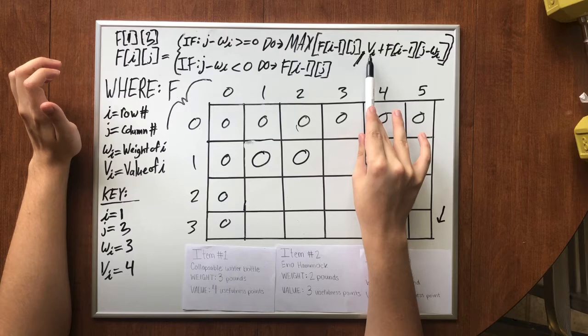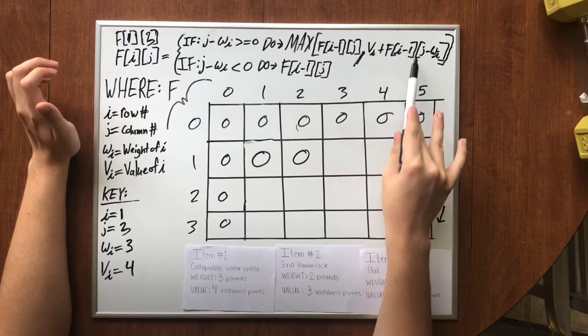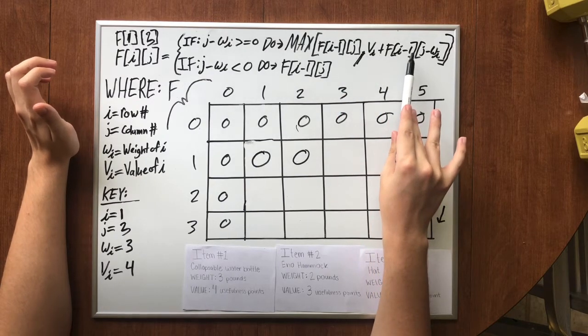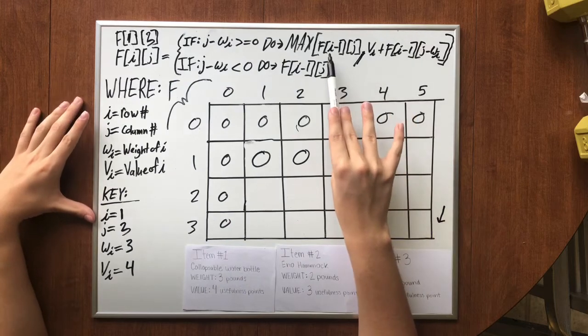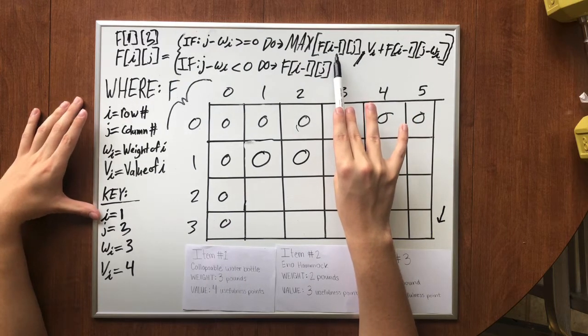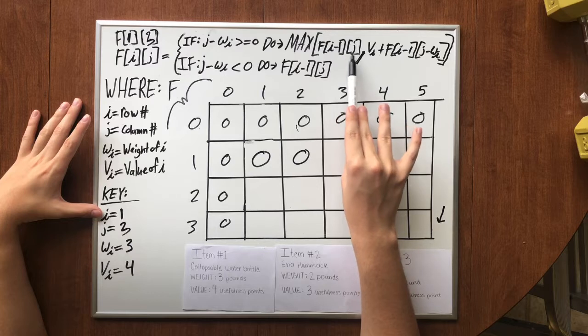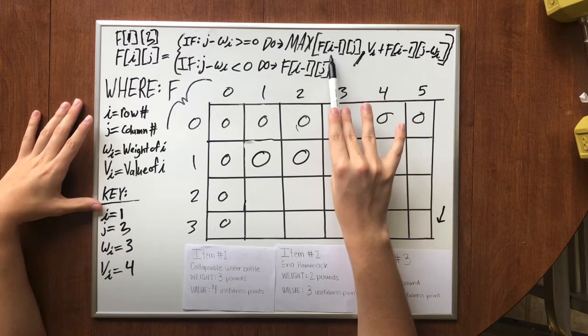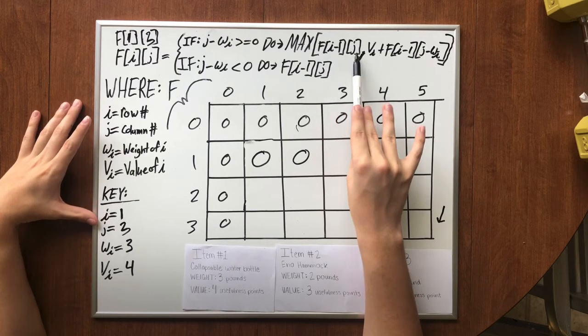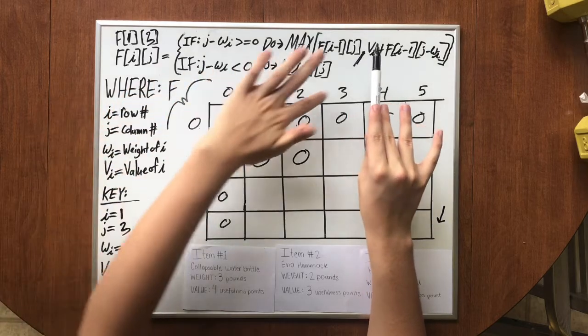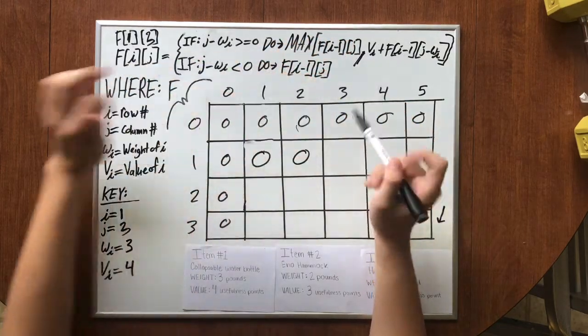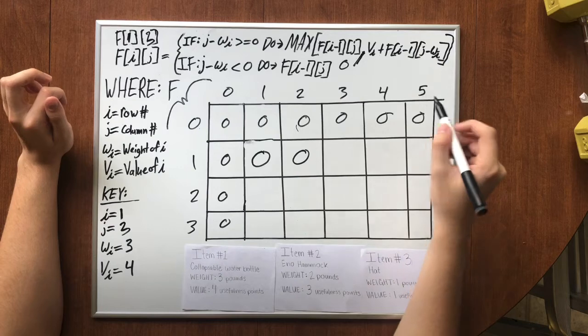So for this top formula, we have to find the maximum of these two things. Well, we need to figure out what those two things are first. So f of I minus 1. I is 1, so it's f of 0 of J. J is 3. So f of 0 of 3. Okay? F of 0 of 3 is 0. So this one's a 0.